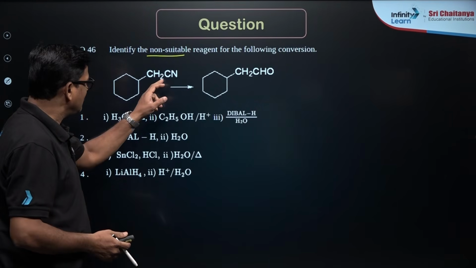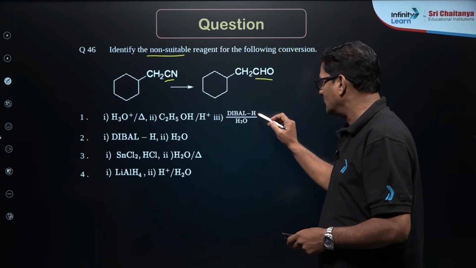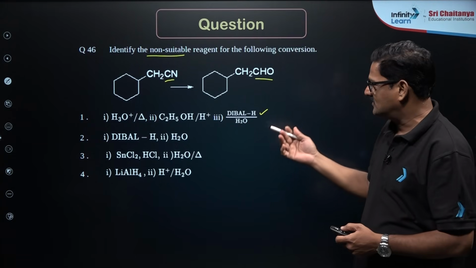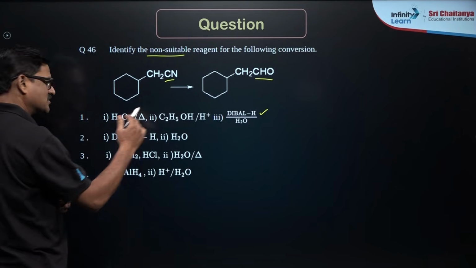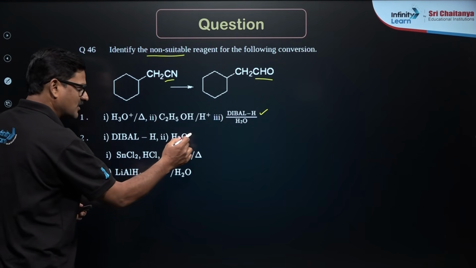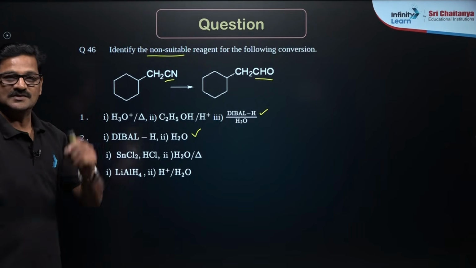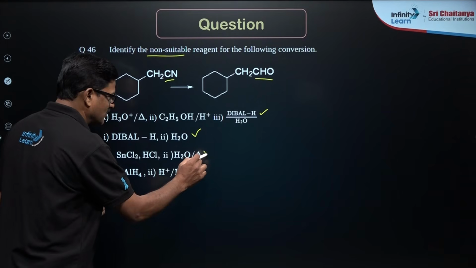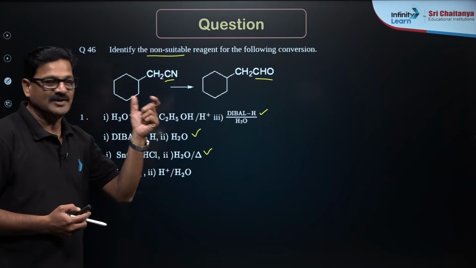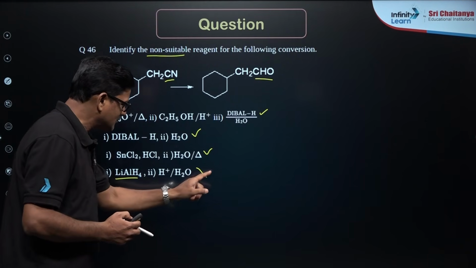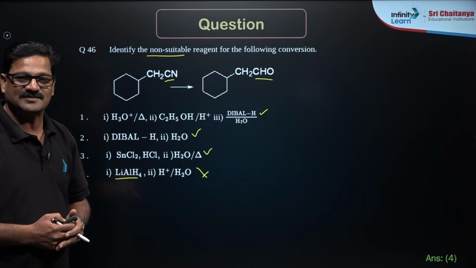So you can say here cyanide is converted into aldehyde. For this conversion, we can use DIBAL-H as a reagent. Of course, it can be done by using H3O plus, C2H5OH, and DIBAL-H, and DIBAL-H further hydrolysis can be used, and SnCl2, HCl and H2O. This is the Stephen reduction. This can also be used, while lithium aluminum hydride can make this cyanide into primary amine. So this is not the suitable reagent. For this question, option 4 is the correct answer.